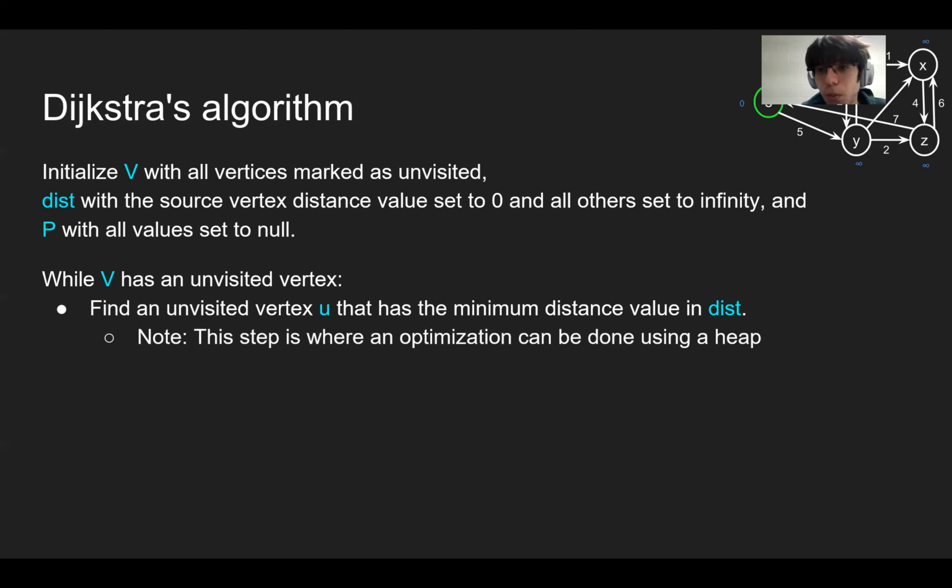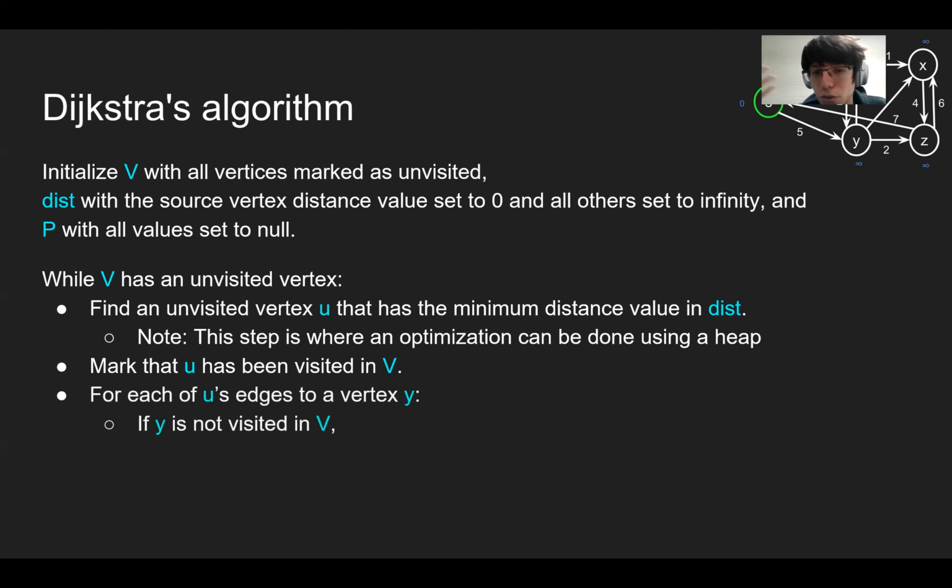This step is why you'd want to use the heap or priority queue. That's why when we discussed possible approaches earlier, we always mentioned priority queues as an option, because this is exactly why you'd use them. If you want to get the minimum out of a set of things repeatedly, a pretty efficient way of doing that is to use a priority queue or heap. And then you mark U as visited in V. Then for all of its edges, you want to do the relaxation. The way we do that is, if Y is not visited yet, you relax.